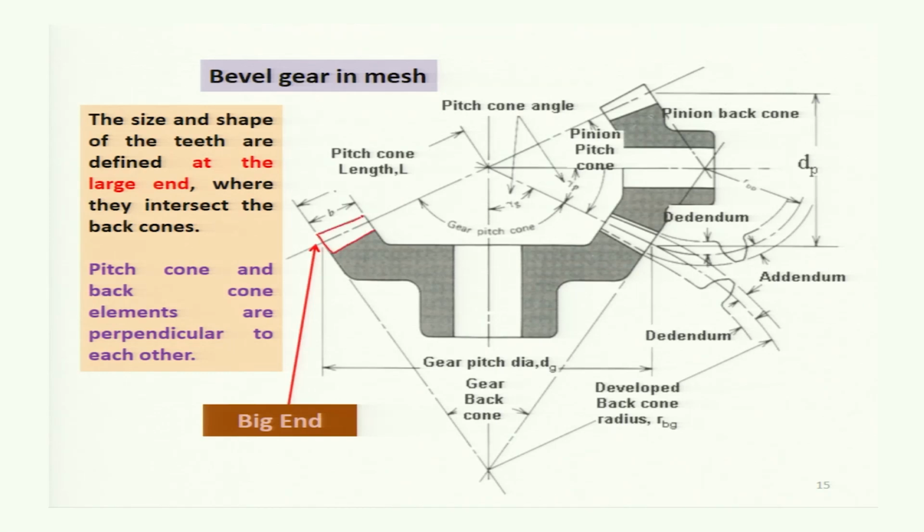Now, as these teeth are cut along a cone like this, the thickness of the gear tooth will be different at this end and at this end. This is called the small end and this is called the big end. And along the cone, the width of the teeth will be B. So this is one of the teeth. Another, which is meshed with the tooth of the pinion, is shown here.